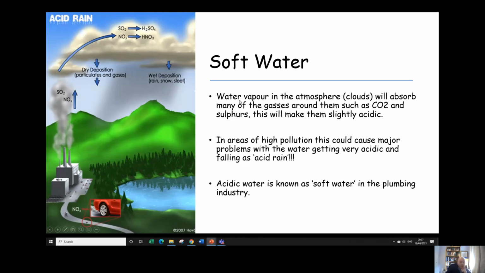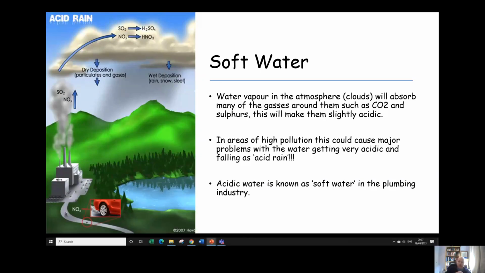Soft water has got dissolved gases in it normally, carbon dioxide or sulfur trioxide, and this would make it slightly acidic. And I always think it's good to remember: soft water has got dissolved gases in it, hard water's got dissolved rocks in it, and we'll talk about that in a second.